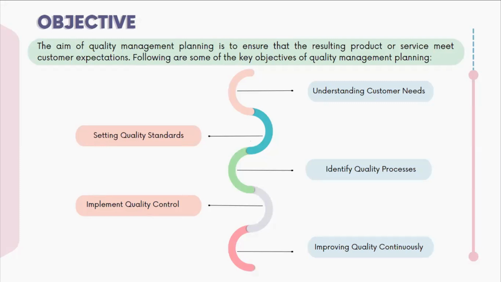The third, identify quality processes. This involves identifying the steps that must be taken, the research required, and the responsibility associated with each process to achieve the expected quality. The fourth, implement quality control. Quality control involves the use of methods and techniques to ensure the product or service meets established quality standards. This includes monitoring, testing, inspection, and any necessary corrective action. The last is improving quality continuously. This involves identifying areas for improvement, collecting and analyzing quality data, and implementing relevant corrective action.